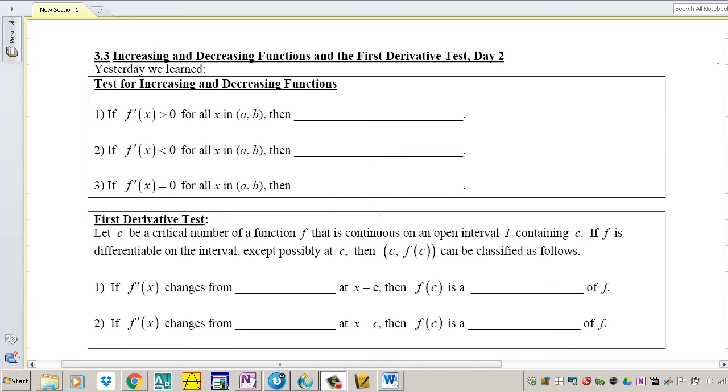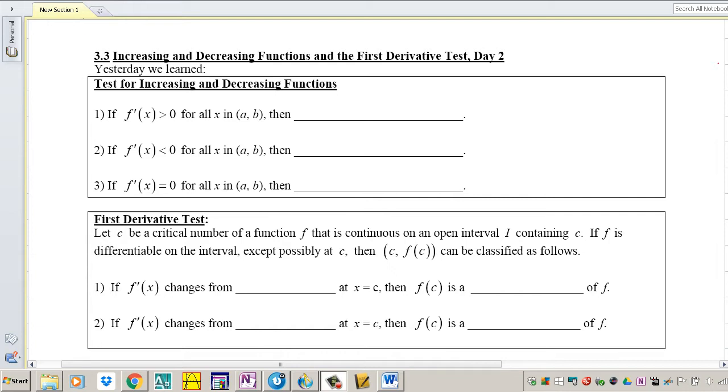Hey guys, welcome to 3.3 increasing and decreasing functions and the first derivative test. In this lesson we're going to be talking about the same thing we did in the last video, but with more emphasis on graphical representations and other kinds of functions that we don't deal with too much.